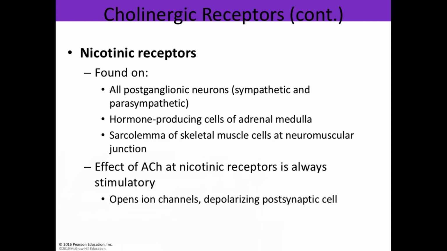We did this just last chapter, chapter 9. You learned about the neuromuscular junction and the effects thereafter, and you explained it on your test. Secondly, it'll be at the adrenomedullary cells. This should make a bit of sense. And then lastly, the sarcolemma of skeletal muscle cells at the neuromuscular junction. Boom. So the effect of acetylcholine at the nicotinic receptors is always, always, always stimulatory. It opens those ion channels, depolarizing the postsynaptic cell.